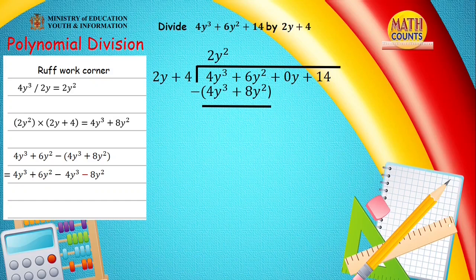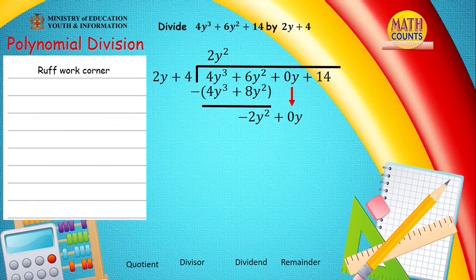4y to the third power now becomes minus 4y to the third power, and the plus 8y squared becomes minus 8y squared. So when we do that subtraction, or when I group my like terms, we're going to get 4y to the third power minus 4y to the third power plus 6y squared minus 8y squared, which gives us a difference of minus 2y squared.